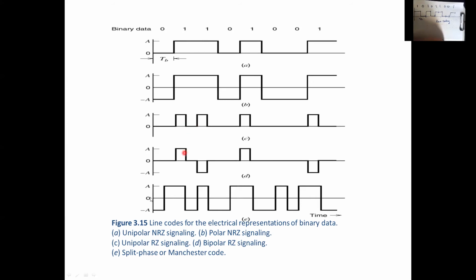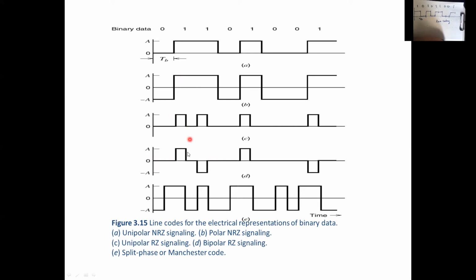Okay, the fourth one is called the bipolar return to zero. Again, in the bipolar return to zero, you are representing 1 like in the one above, half 1 and half 0. However, for the 0, you are making some sort of alternating. The 0 is 0 everywhere. However, for the 1, the first one is represented with positive, and the second one is represented with negative.